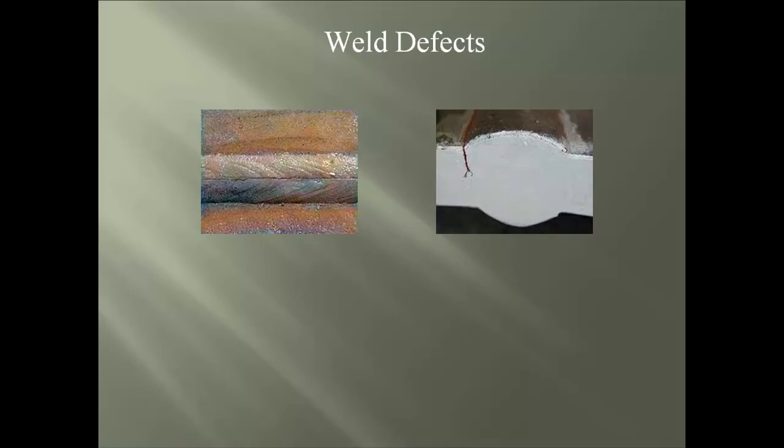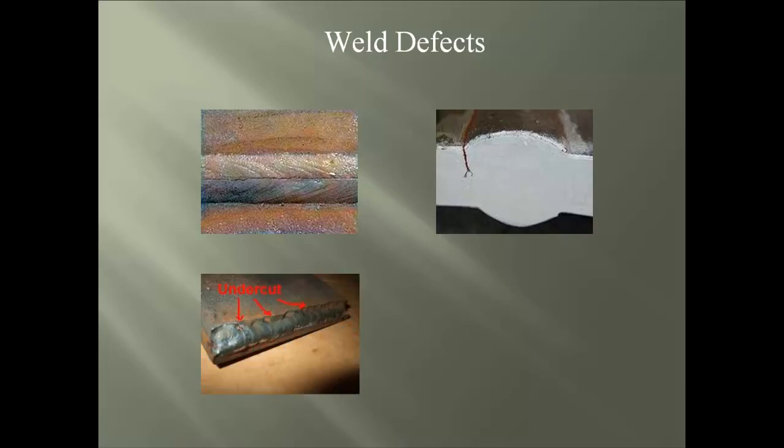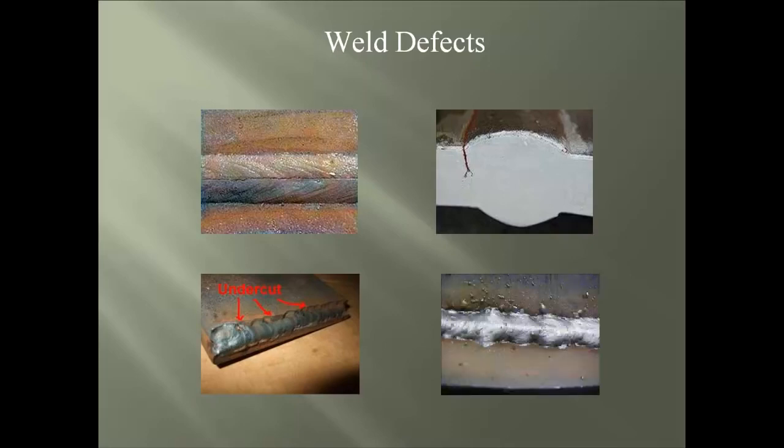Second defect is the undercut. This is found at the toes of the weld bead and usually looks like a melted trench running along the weld bead length. Third defect is the overlap. And here we see how the weld bead has bubbled over at the toe of the weld, and usually this is because of low current or slow travel speed.